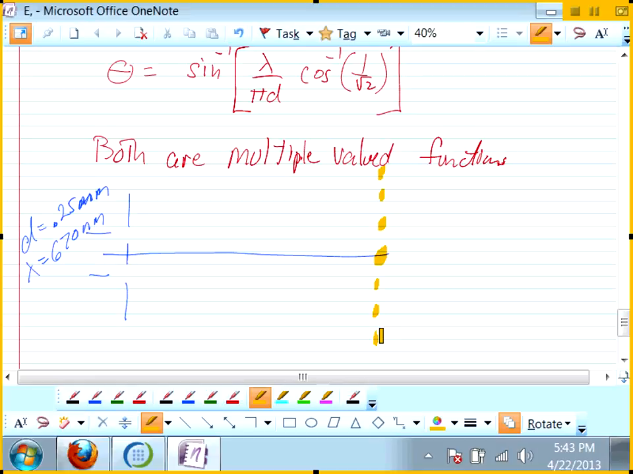So what do those yellow dots represent on the picture? Bright spots. What's halfway between the bright spots? Dark spots. I should color those in. There's my dark spot.